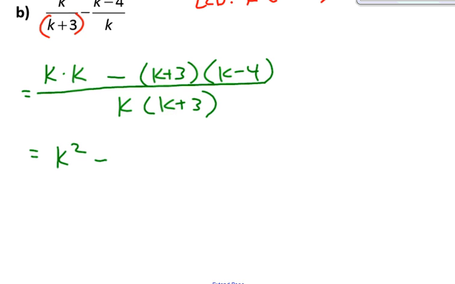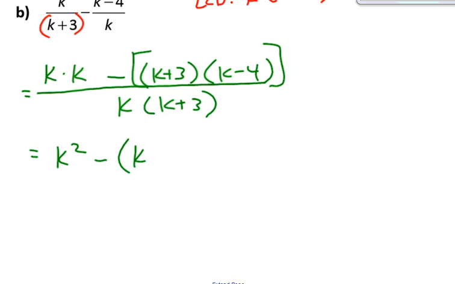Now, here's something that I want to point out to you. That minus, this whole thing, this k plus 3 times k minus 4, when you factor, you're going to get a trinomial. And that negative is going to have to distribute to the whole trinomial. So what I would do when you're multiplying like this with the negative, I would leave the negative out front, but make sure to put parentheses and then distribute your k plus 3 times k minus 4.